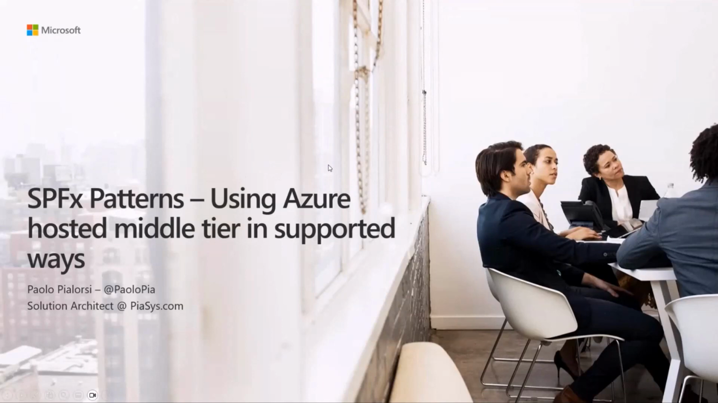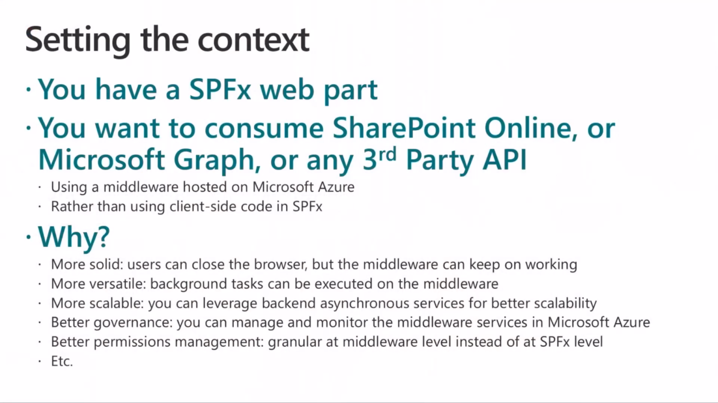So welcome, everyone. Today, we're going to talk about how we can consume an Azure-hosted API or a middle tier API in SharePoint Framework the right way. So let's start setting the context. Let's say that you have a SharePoint Framework web part and you want to consume SharePoint Online or Microsoft Graph or any other third-party API from within that SharePoint Framework web part.